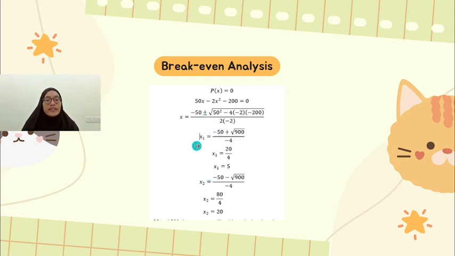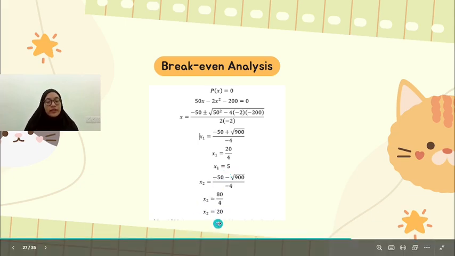For the first answer, x1, it will become negative 50 plus the square root of 900, because we have already solved this using the calculator, over negative 4. Then the answer will become 20 over 4 equals 5. For x2, it will become negative 50 minus the square root of 900 over negative 4. So these two answers are positive. This break-even analysis says that if x is equal to 5 and 20, the company will achieve the break-even.